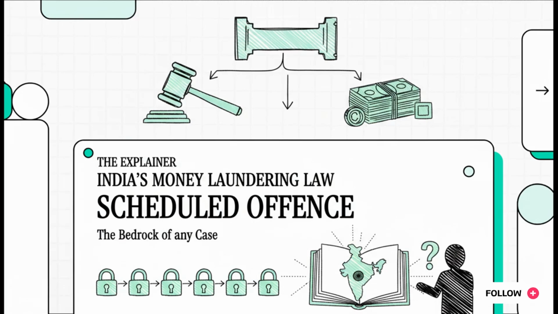All right, when you think about money laundering in India, your mind probably jumps to these super complex, tangled financial trails, right? But the actual starting point for any case, it's way simpler. It all hinges on one single thing, something called a scheduled offense. Honestly, without that one piece, the whole thing falls apart. So let's dive in and figure out exactly what that means.